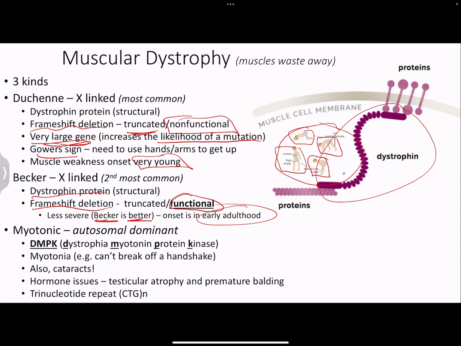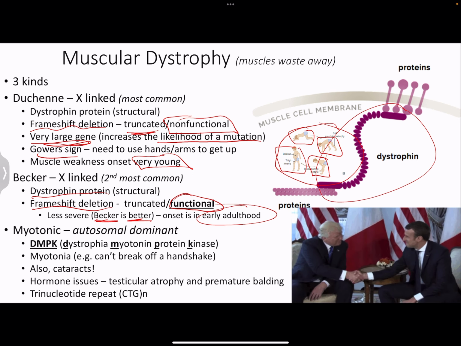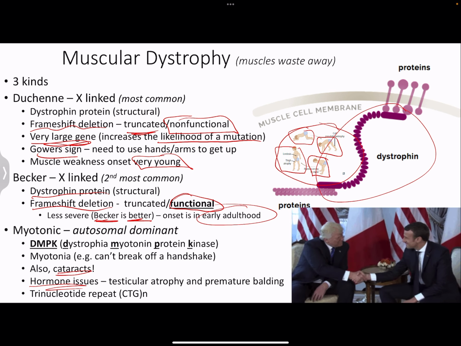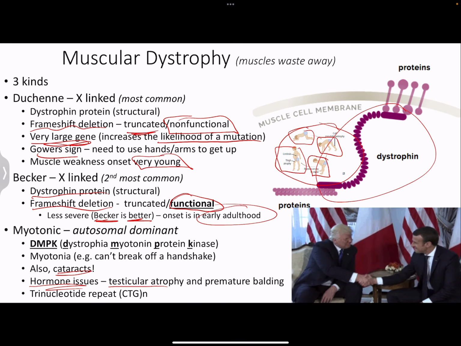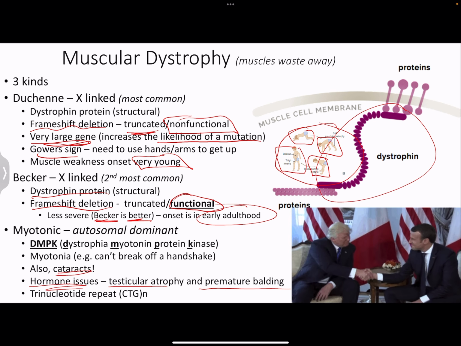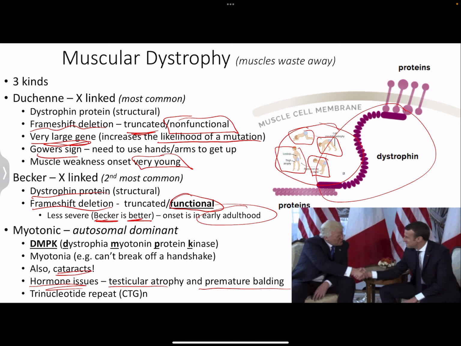Myotonic dystrophy is for the DMPK gene, dystrophia myotonin protein kinase. It causes myotonia, where if you contract your muscles, it's hard to relax them. So the example that's often given is that if you do a handshake, it's hard to let go, basically. People develop cataracts. There's hormonal issues. So testicular atrophy and premature balding. And this is a trinucleotide repeat. It's one of our 4 trinucleotide repeat diseases.